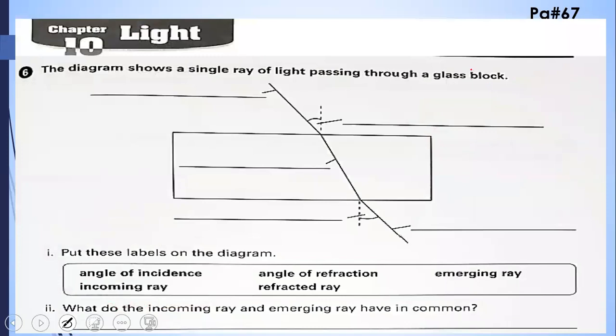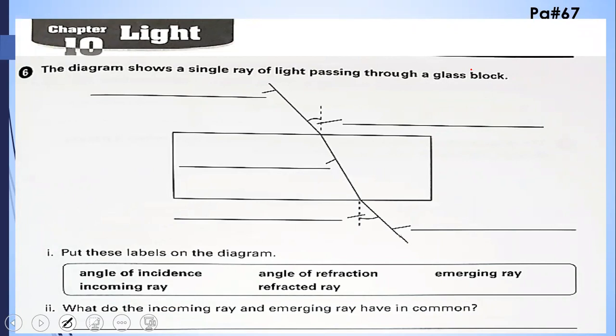Come towards the sixth question. The diagram shows a single ray of light passing through a glass block. The first part of this question is put these labels on the diagram: angle of incidence, angle of refraction, emerging ray, incoming ray, and reflected ray.